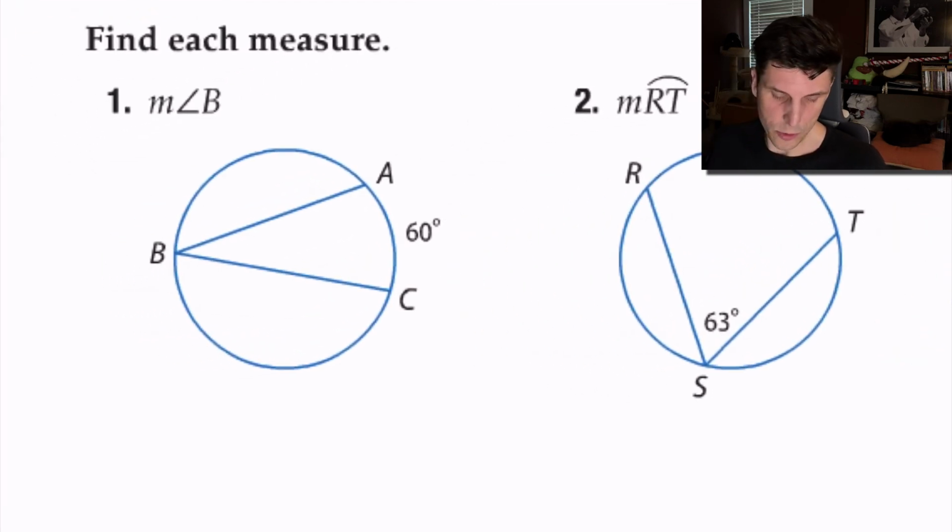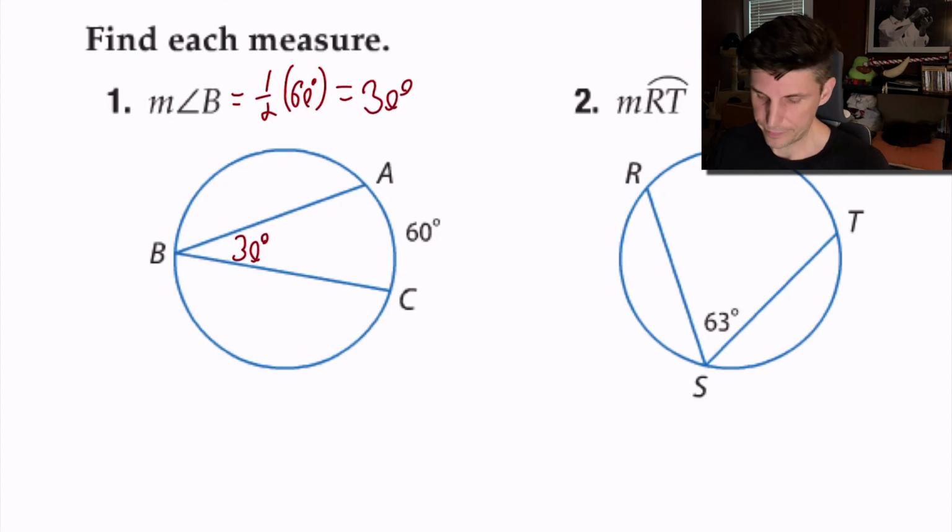They want us to find the measure of angle B. Angle B is inscribed and it's across from a 60-degree arc. Remember, that's an arc measure, not a length. So this is equal to 1/2 of 60 degrees, which is 30 degrees. So the measure of angle B is 30.